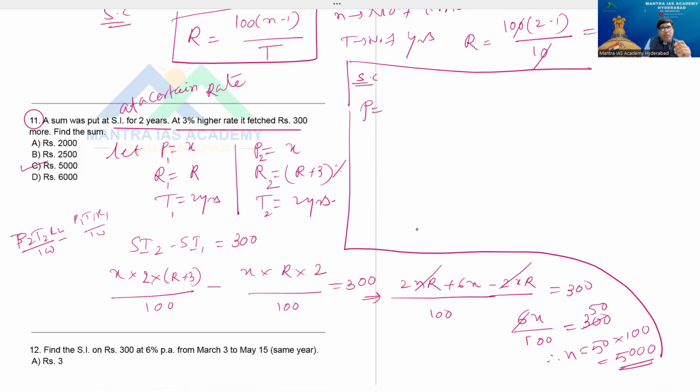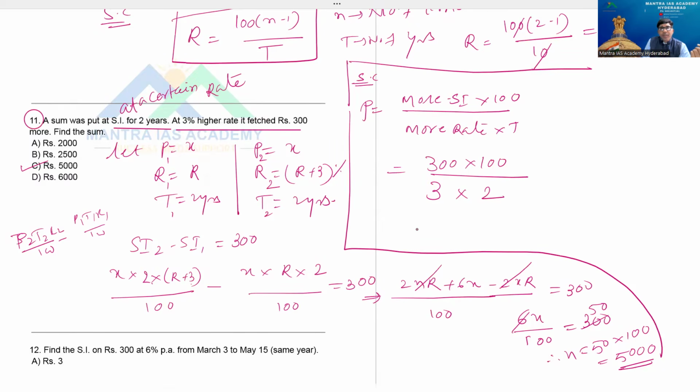So I'll use one phrase here: the more interest. More SI into 100 by the increased rate, into time. Just for the sake of understanding, don't think of the English language here. The extra interest is 300 into 100, divided by the increase in rate, 3, and the time, 2 years. So tell me the value: exactly 5000. You can do this within seconds using shortcut methods. So many shortcuts are there in this topic.